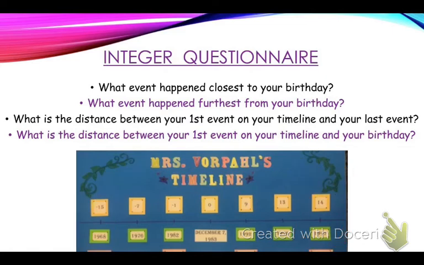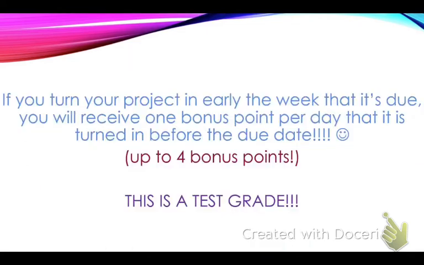Very good. Last question. What is the distance between your first event? The first event is this one right here, and your birthday. The first event says negative 15. My birthday is 0. How many years is that, or what's the distance there, class? 15 years. Very good. Okay, so that's how the integer questionnaire is going to work. Obviously, your events will be different than mine.